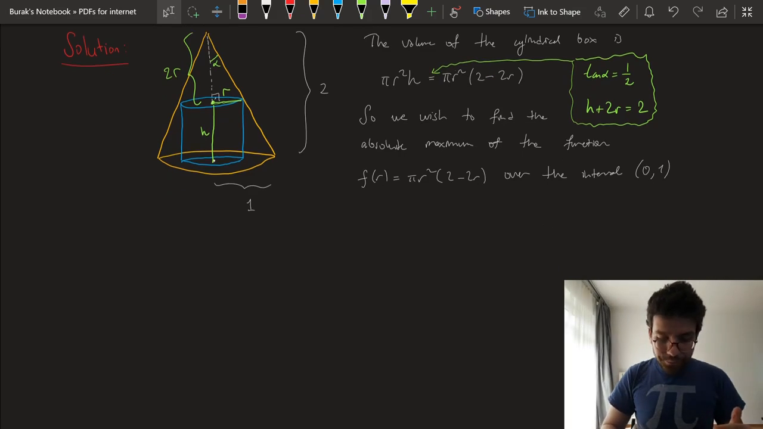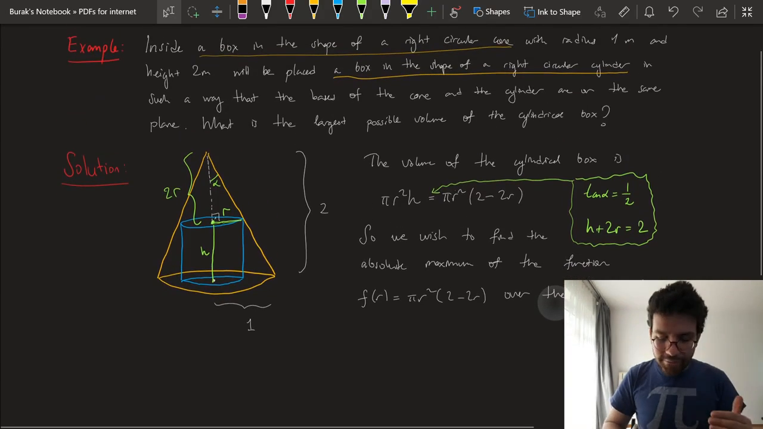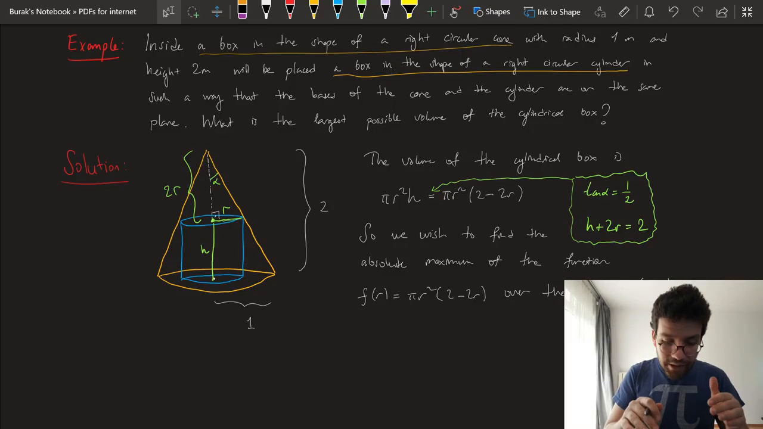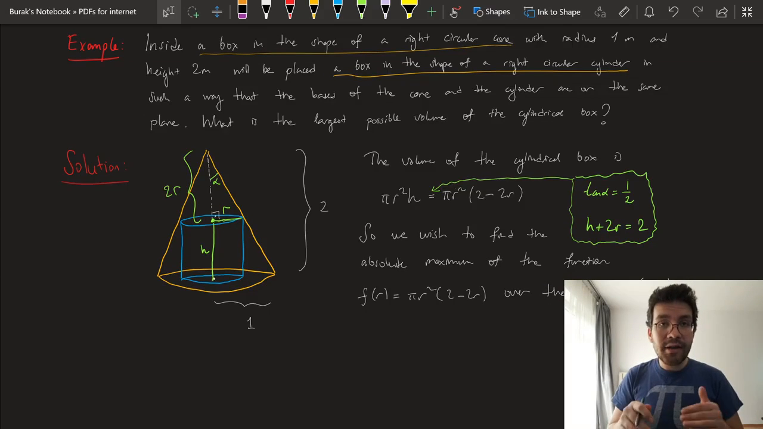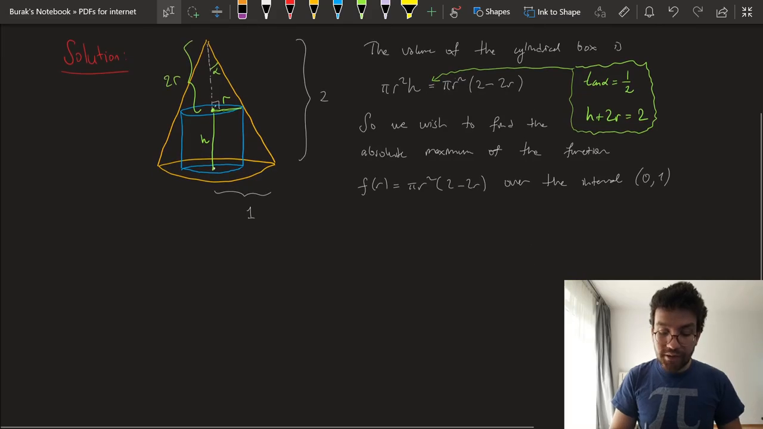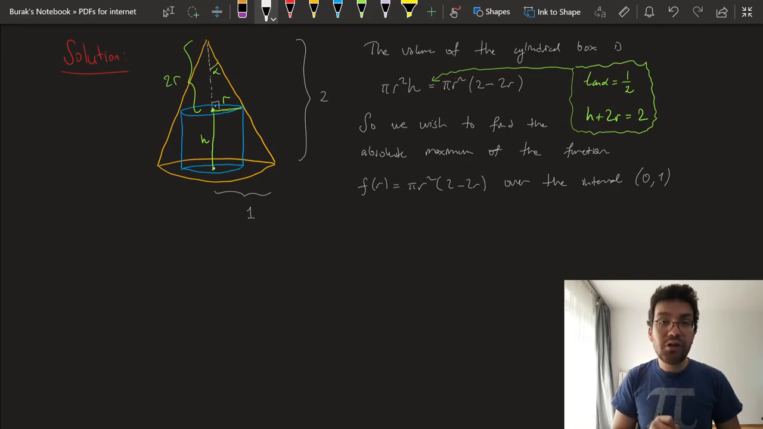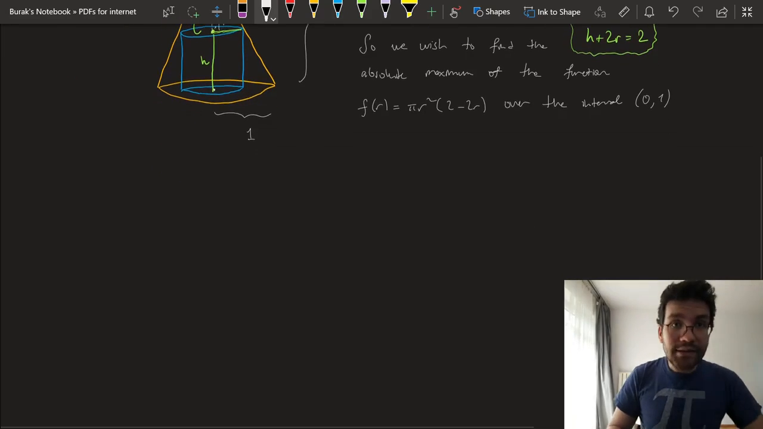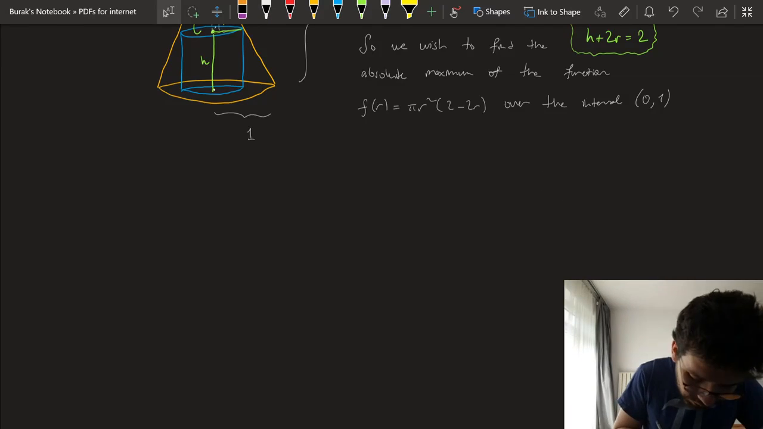At this point, I have transformed this real life problem into an abstract mathematical problem: find the absolute maximum of this function on the interval (0, 1). The rest is section 4.4. So how do we do that?